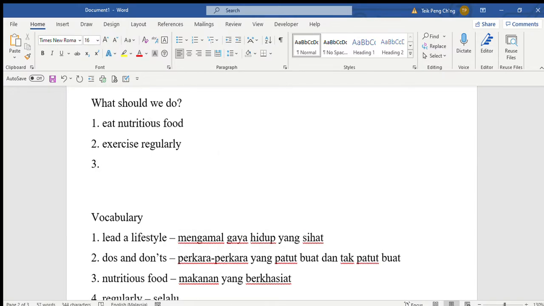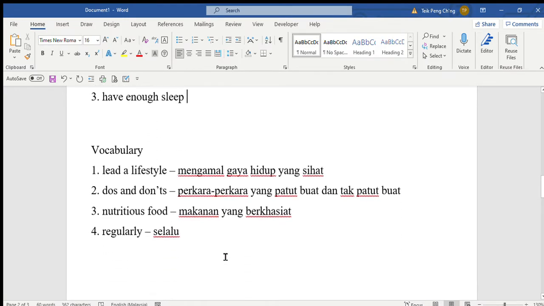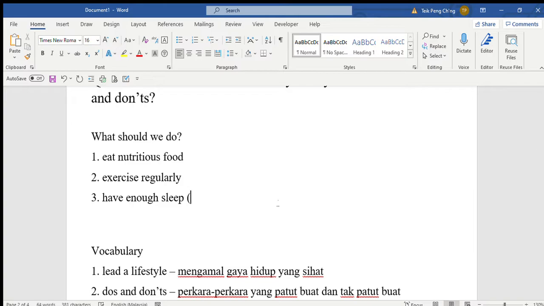Okay, next. What do we need to do to lead a healthy lifestyle? We also need to have enough sleep. Okay, sleep. I bet you know the meaning. Maksudnya tidur. Enough sleep. Maksudnya tidur yang cukup. Enough maksudnya cukup. So how long do we need to sleep per day? Normally we need to sleep for around 7 to 8 hours per day.